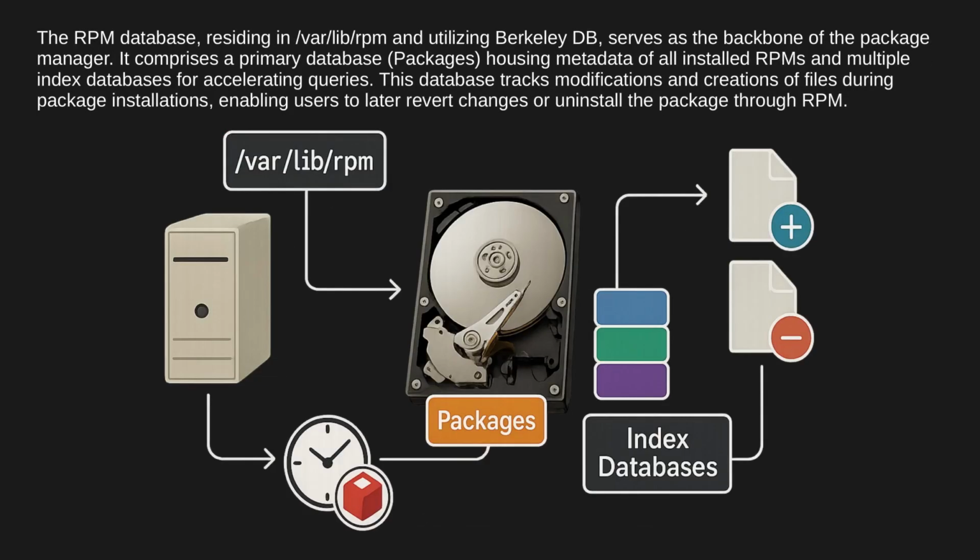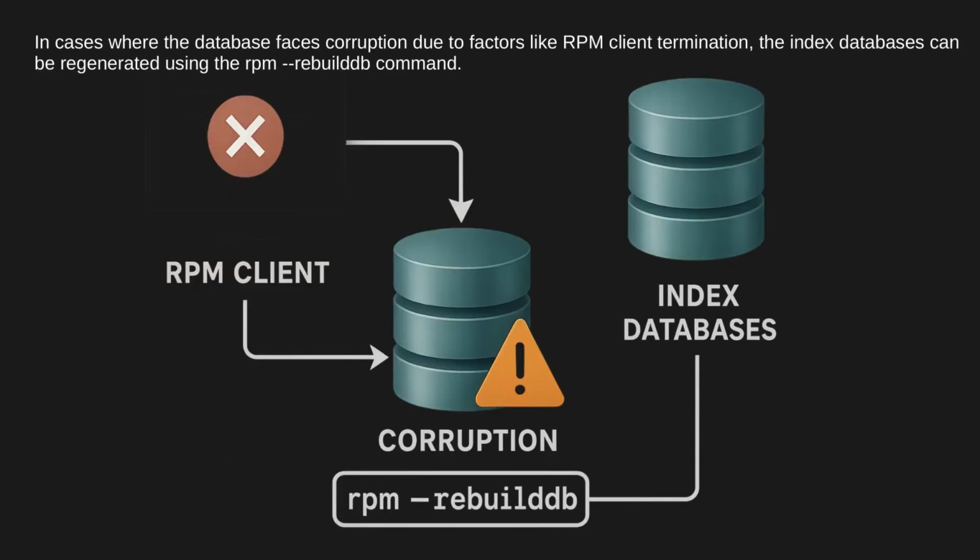The RPM database, residing in /var/lib/rpm and utilizing Berkeley DB, serves as the backbone of the package manager. It comprises a primary database, Packages, housing metadata of all installed RPMs and multiple index databases for accelerating queries. This database tracks modifications and creations of files during package installations, enabling users to later revert changes or uninstall the package through RPM. In cases where the database faces corruption due to factors like RPM client termination, the index databases can be regenerated using the rpm --rebuilddb command.